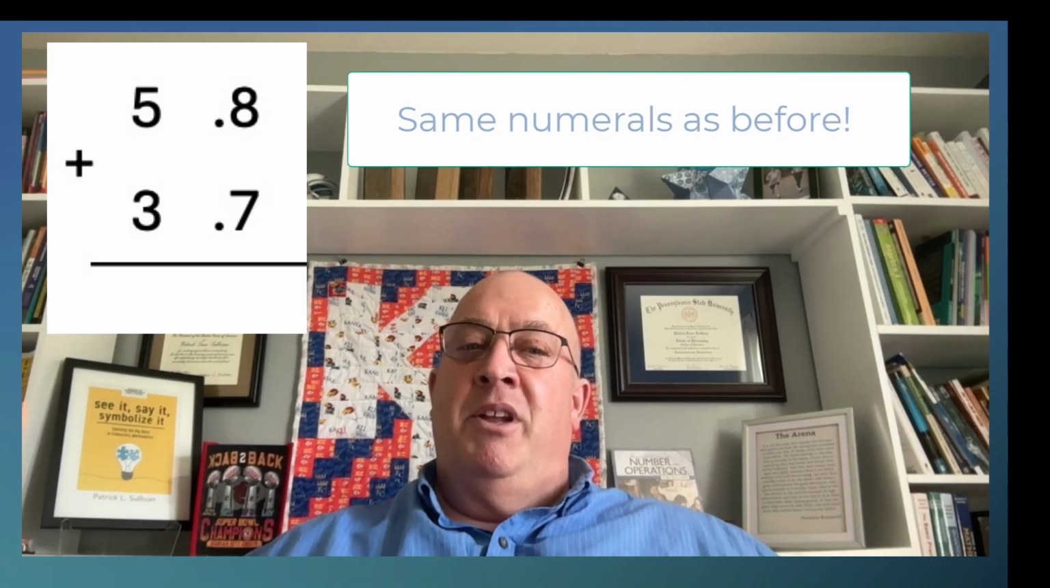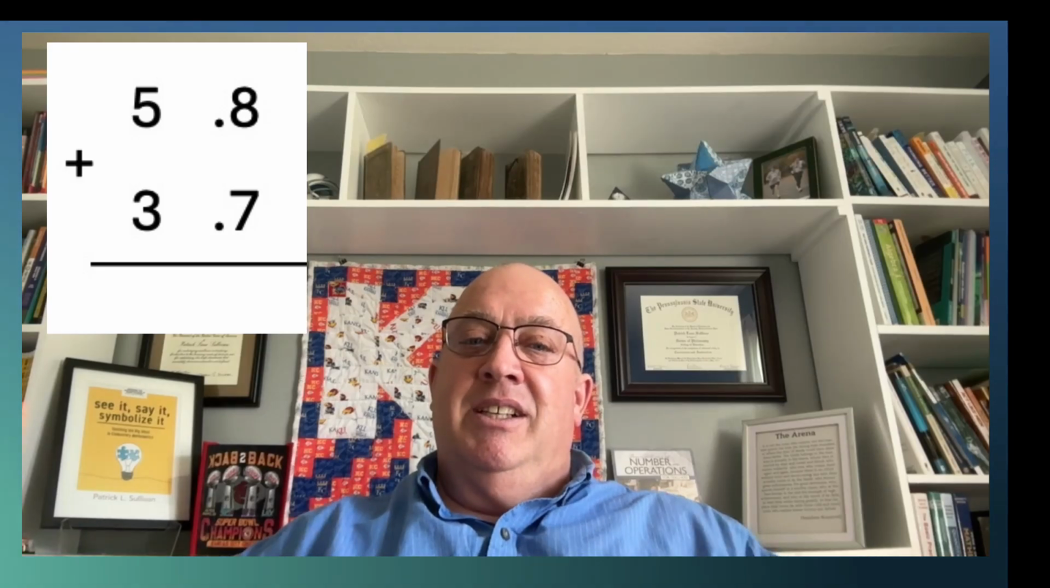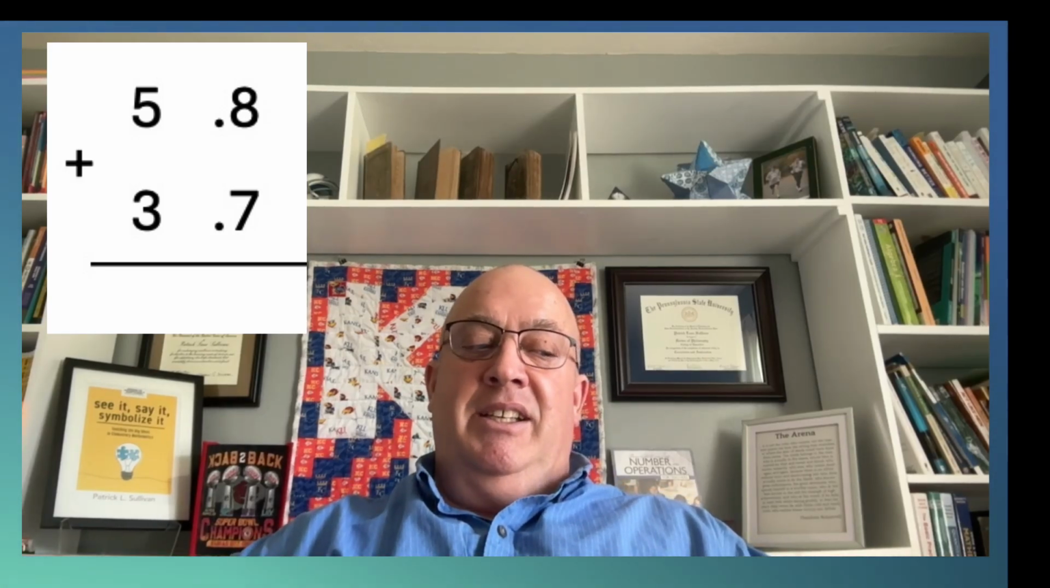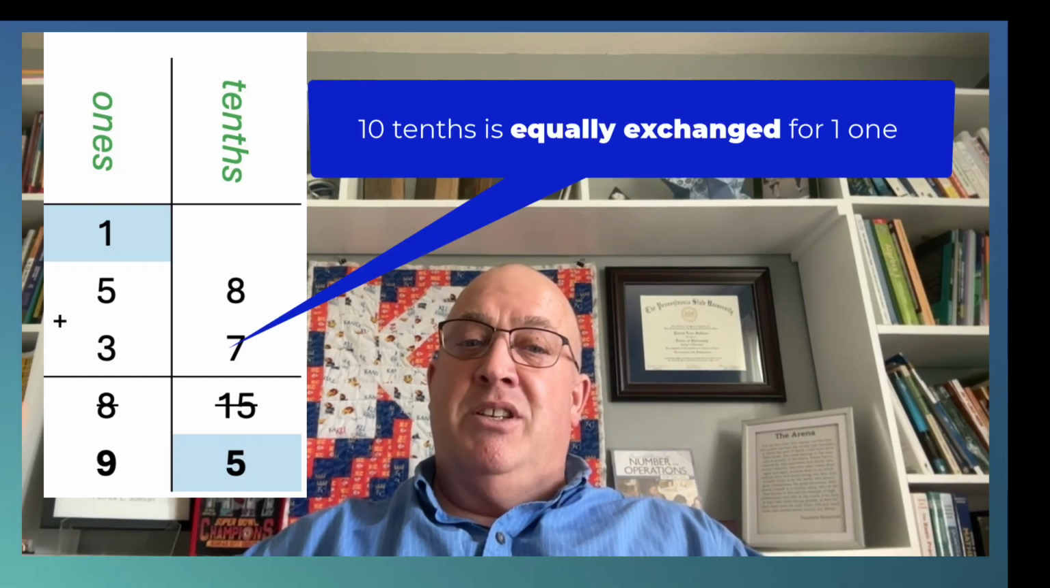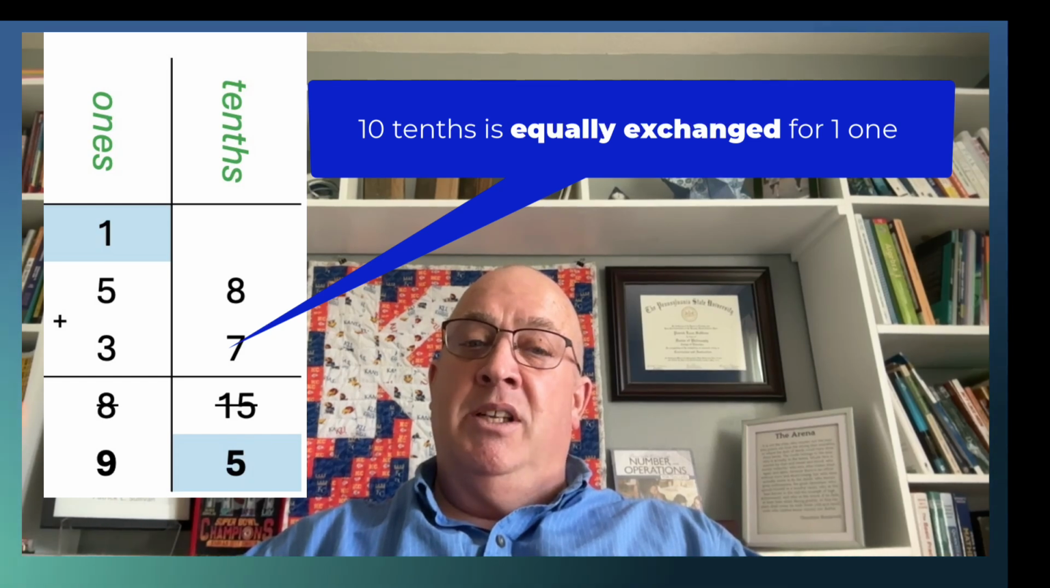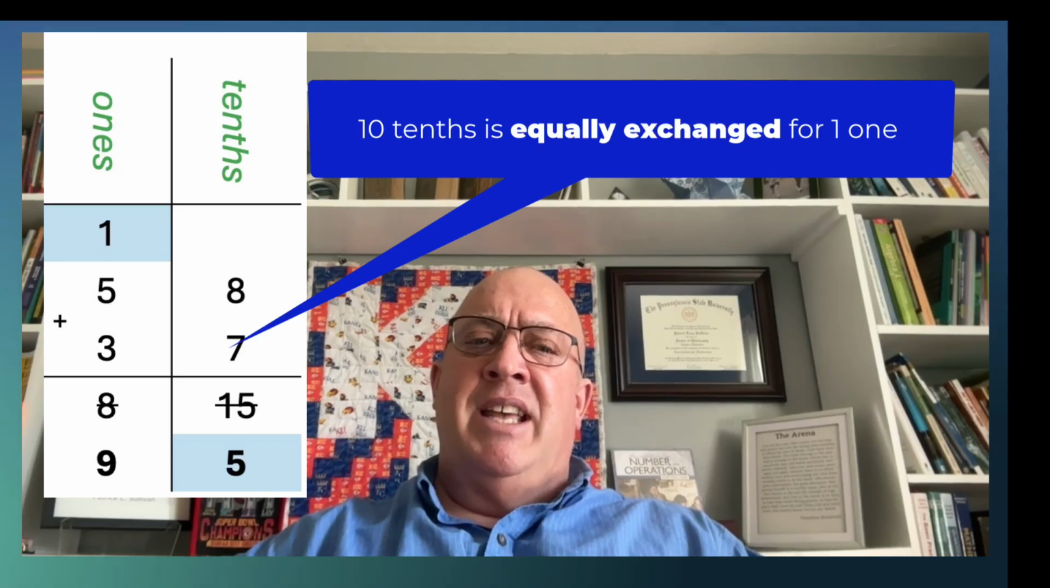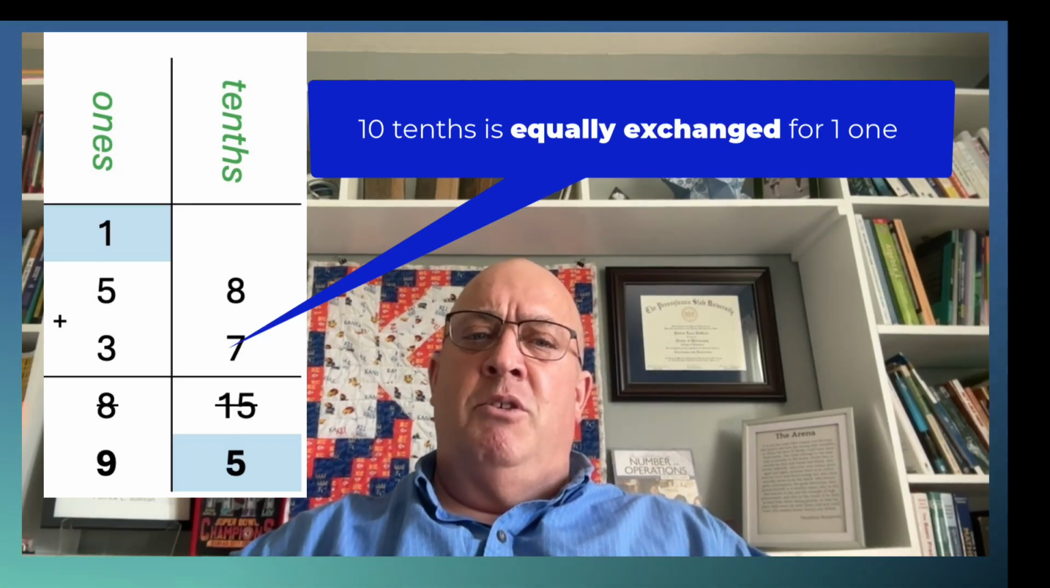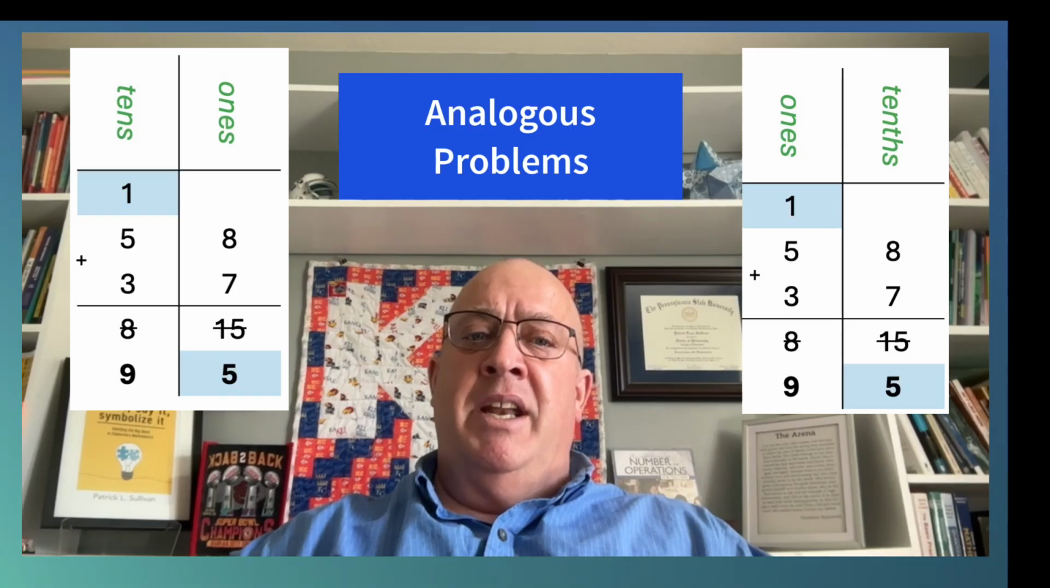So what's going on here? Well, in this particular case, we have 8 tenths and 7 tenths, which combined is 15 tenths. So again, doing an equal exchange, those 10 tenths become 1 one. And so now we have two problems where we've done the exact same actions on those numerals, but with different sizes of units. And I would call those analogous problems.